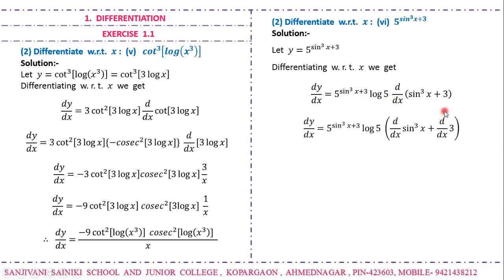So now how to find the derivative of this? d by dx of sine cube x plus d by dx of 3. 3 is a constant, its derivative is 0. So for the derivative of sine cube x, again we will treat sine x as f of x, its cube. Its derivative is 3 times f of x raised to 2 into f dash of x.